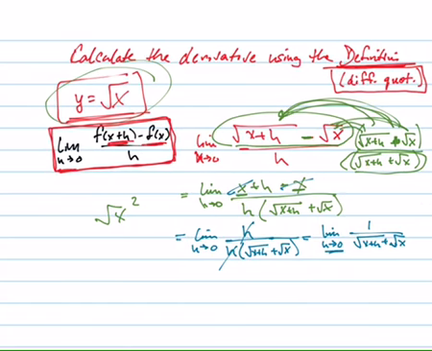And now I can plug the 0 in. I couldn't plug 0 in at the beginning because that would have a 0 in the denominator, but I can plug it in here and I'll just get 1 over the square root of x plus the square root of x, which is just 1 over 2 square roots of x. And that's your answer.